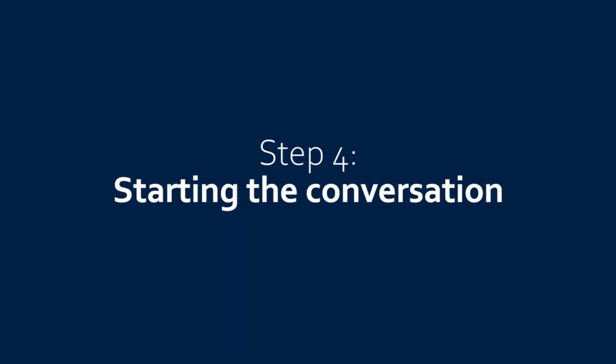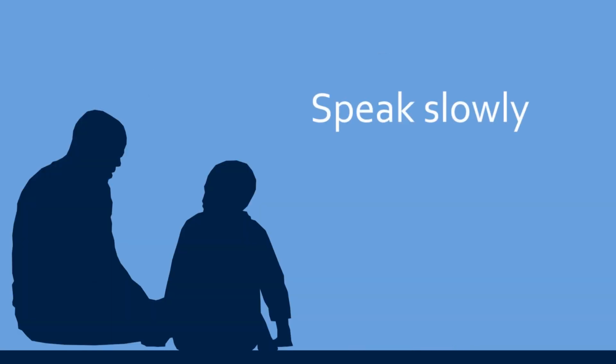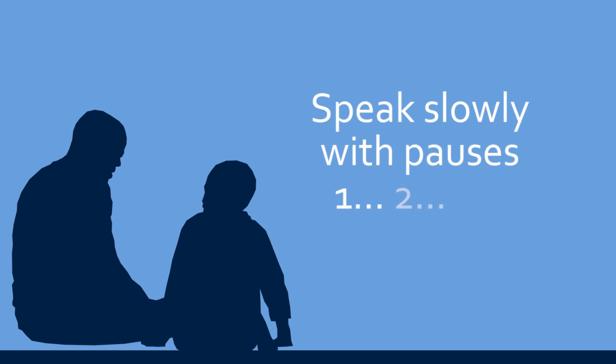Step 4. Starting the conversation. Ask the children to stop what they're doing and come and sit down. This will help prepare them for the conversation to come. Try to speak as slowly as you can and pause between sentences. Remember that people often speak quickly when they are upset or nervous. Counting to 3 in your head can help to slow you down.